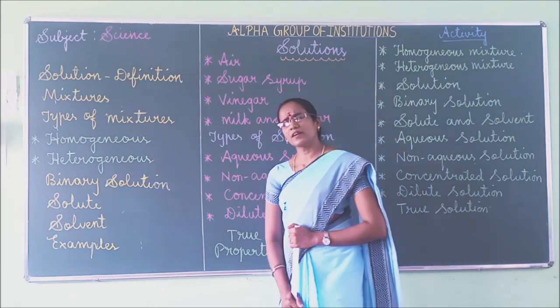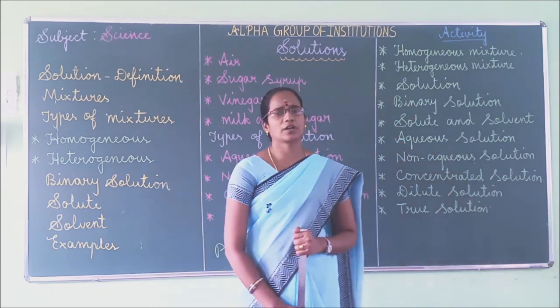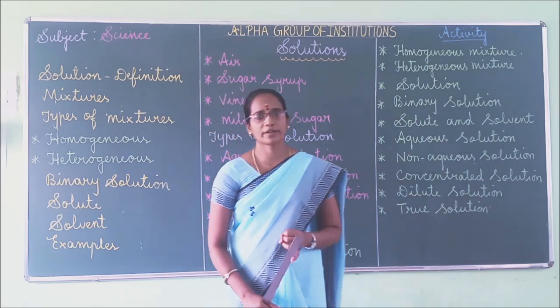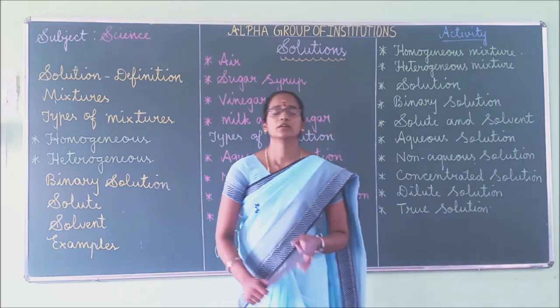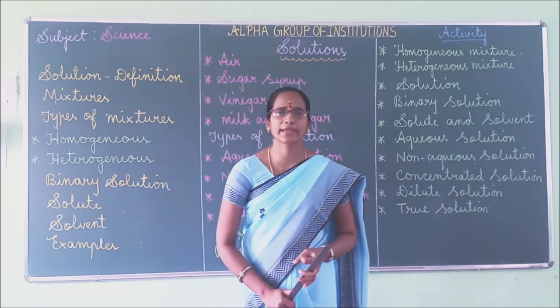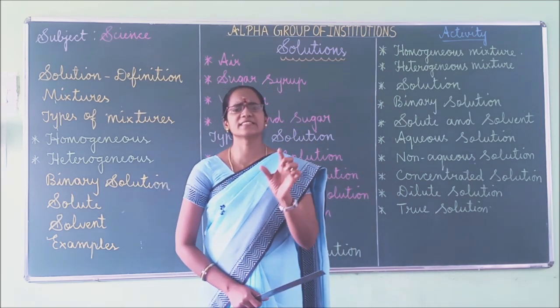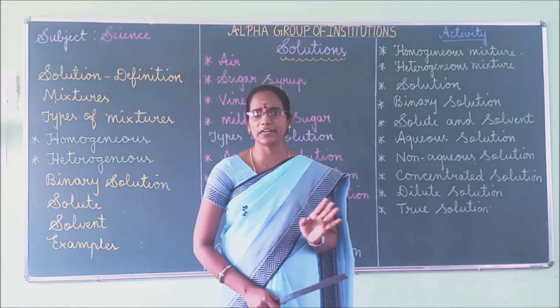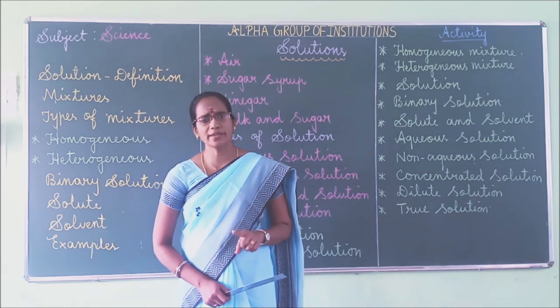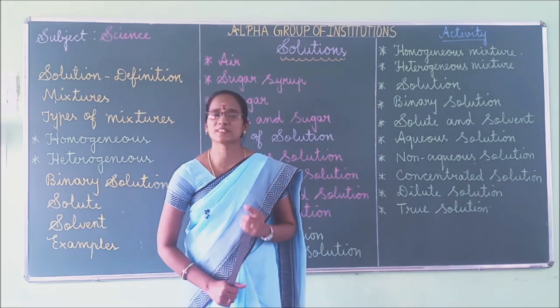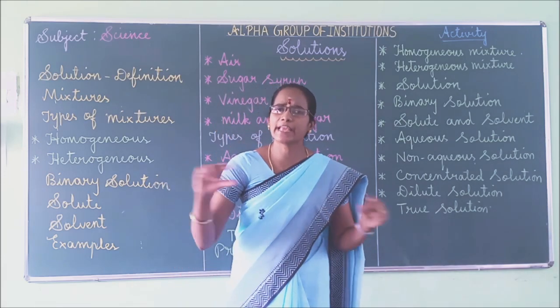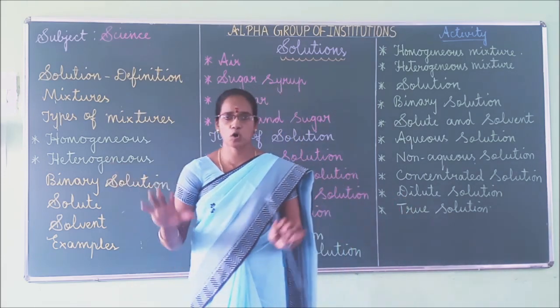Okay, common examples of binary solution are common salt in water, sugar in water, soda water. Okay, so a solution can exist as a single phase only. That is why a whole bottle of soft drink can have the same taste throughout the bottle.